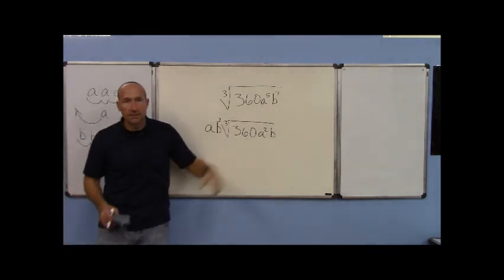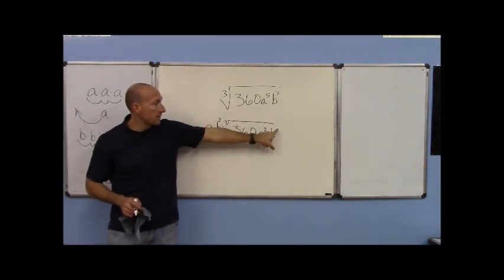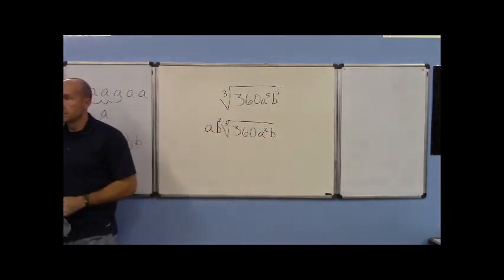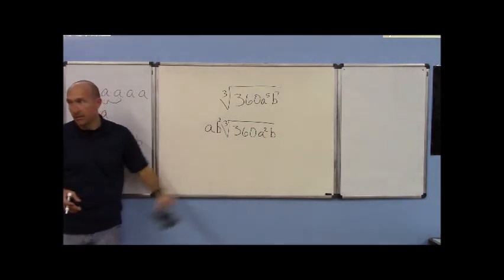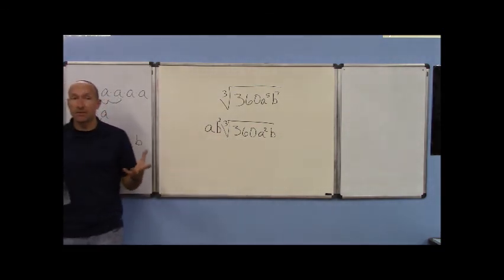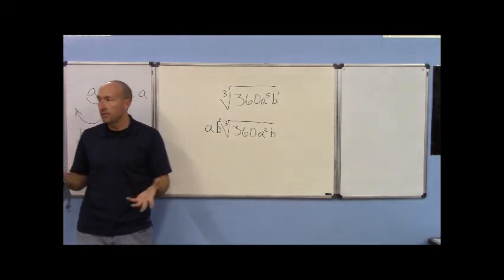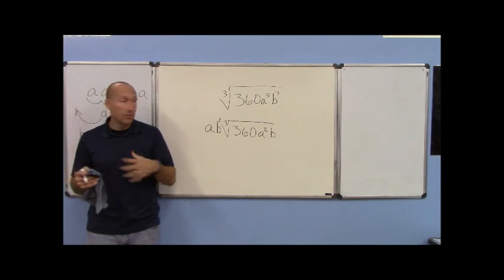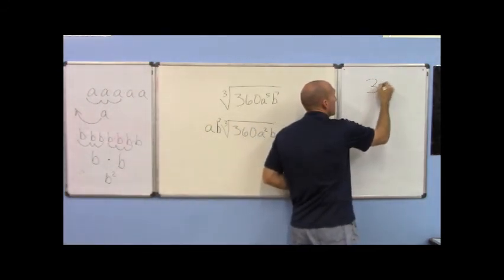And how many were left over of the B's? 1, so that exponent stays just like it is. Now we have the 360 to consider, because we can't forget the whole number. We started off with the letters because those are easier to see. So now let's apply what we've learned with the 360. The best way to do that is to factor it.